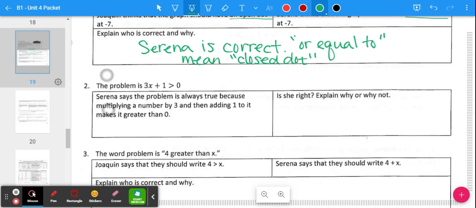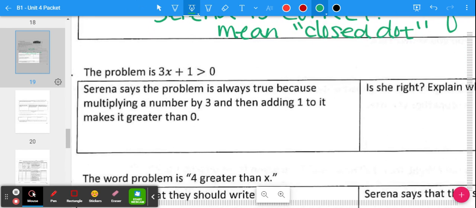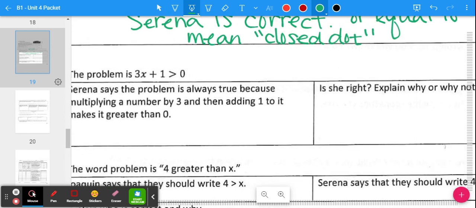So on the next one, we have the problem 3x plus 1 is greater than 0. Serena says the problem is always true because multiplying a number by 3 and then adding 1 to it makes it greater than 0. And it says, is she right? Explain why or why not. So what you should do in each of these situations is plug in some numbers and see if they work.